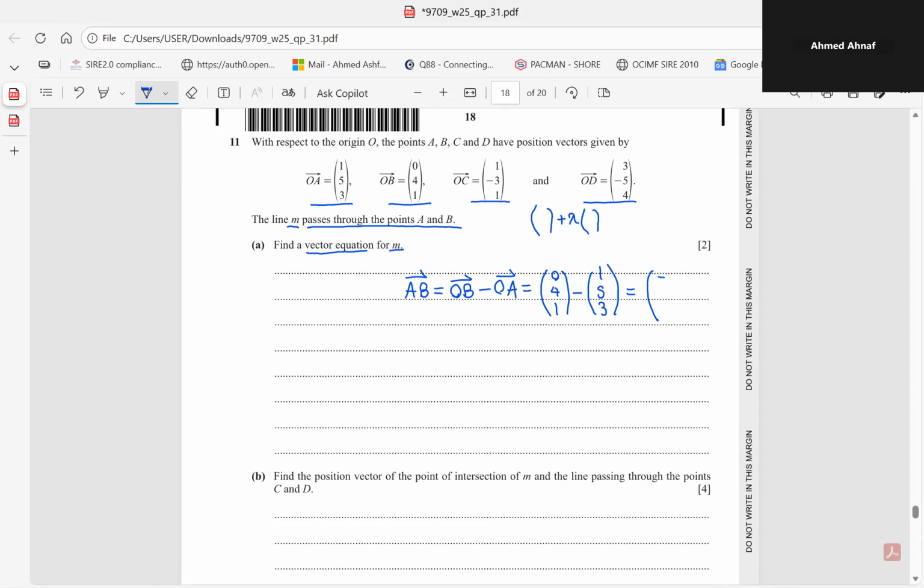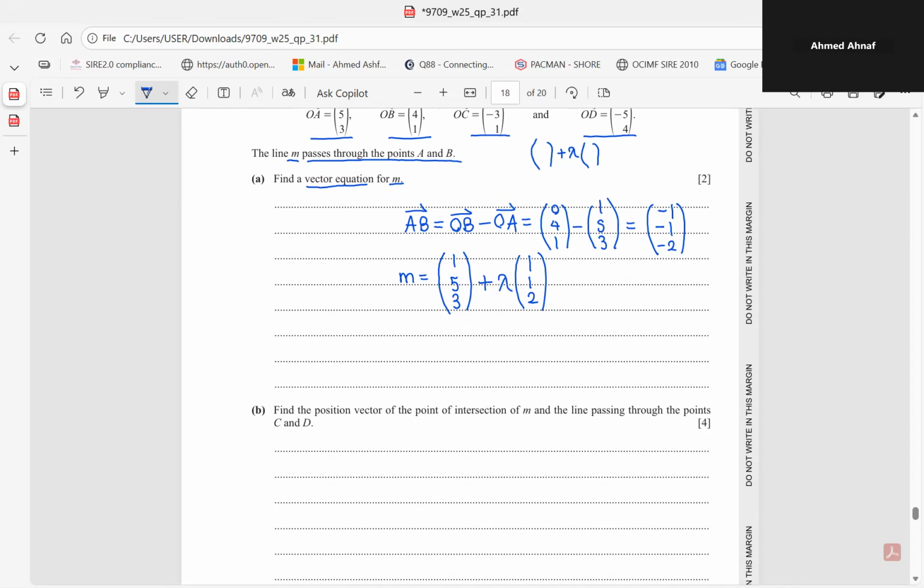You get minus 1, minus 1, minus 3 plus 1, that's minus 2. Okay, right. So M would be equal to OA. OA is 1, 5, 3, or you can use OB as well, any position vector along the line, plus the scalar, which is usually lambda, times the direction vector. So in this case, it can be 1, 1, 2, or -1, -1, -2.